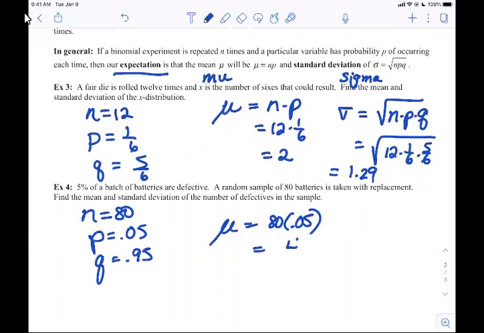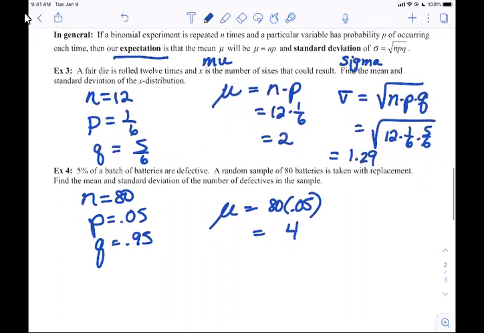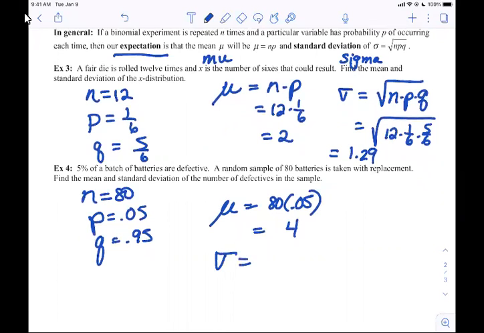So I got a mean of 4. So you would have a mean of 4 batteries that are defective. Then my standard deviation would be the square root of 80 times 0.05 times 0.95. And I got 1.949, or 1.95. Okay.